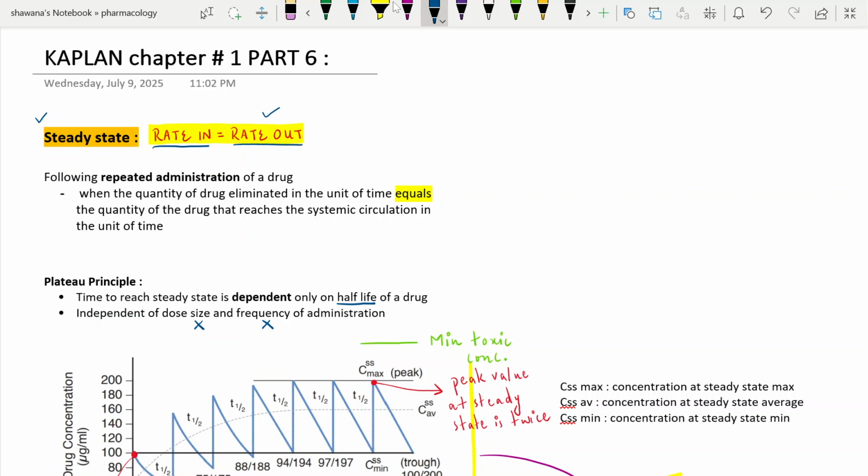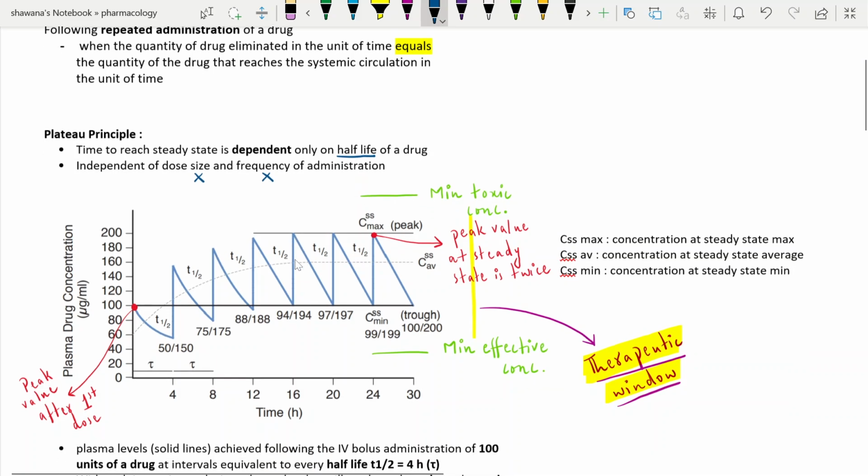Okay, and it is achieved by the repeated administration of the drug. We administer the drug repeatedly and then we achieve a steady state. So, this was the definition. There is a concept called the plateau principle, and the plateau principle means that this state in which the drug reaches the steady state is also known as the plateau principle. The time to reach the steady state only depends on the half-life of the drug, okay? It depends on the half-life of the drug.